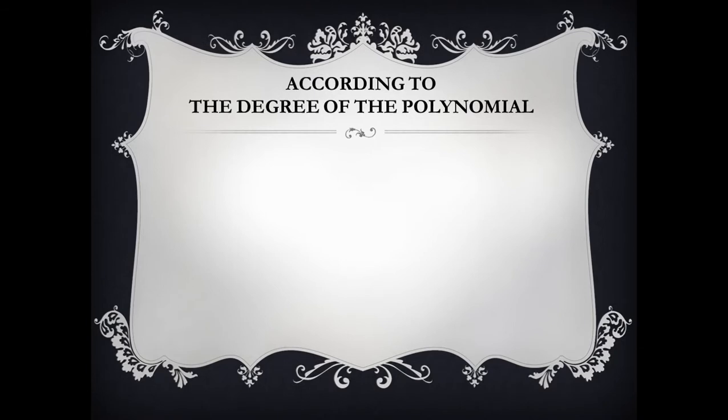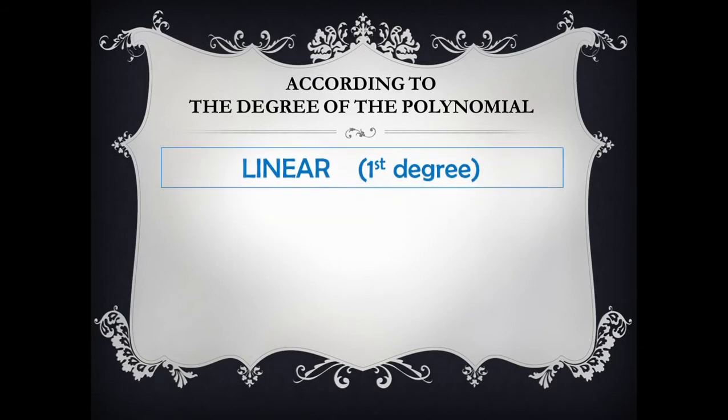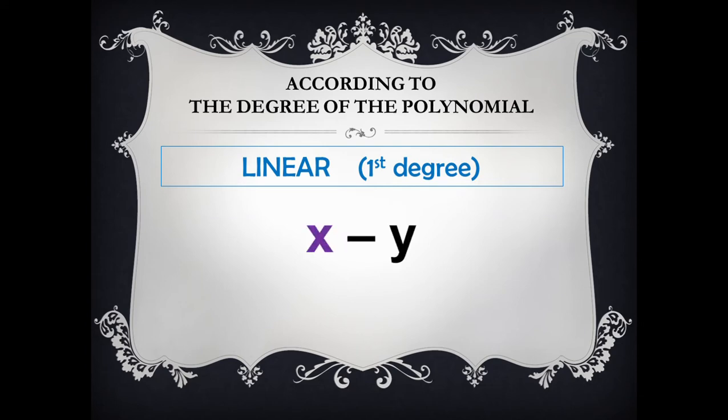When the first term of the polynomial has a degree of 1, we call it linear. Let us have the examples. First, we have x minus y. As you can see, the exponent of x is not visible. Therefore, it is 1. Next, we have 3x, wherein x has an exponent of 1.